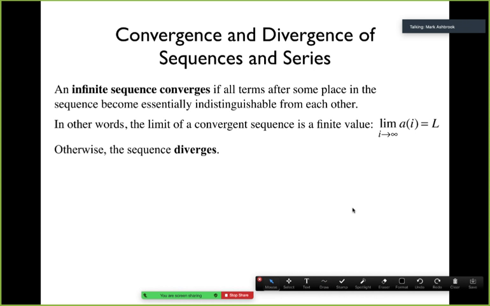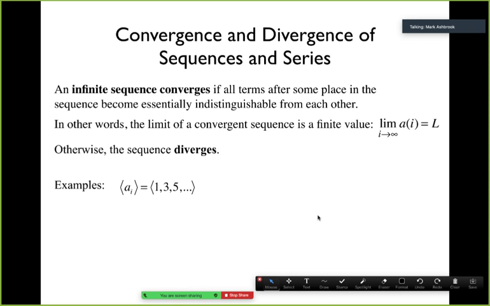If it does not hone in on one value, if it does not keep getting closer and closer, always closer and closer to one particular value, any other situation, we say that the sequence diverges.